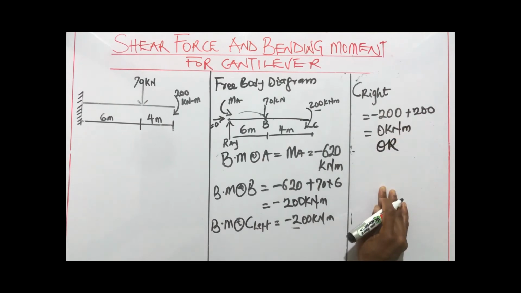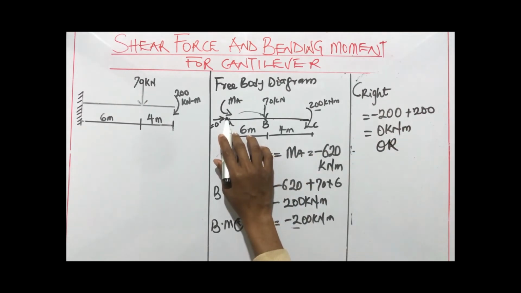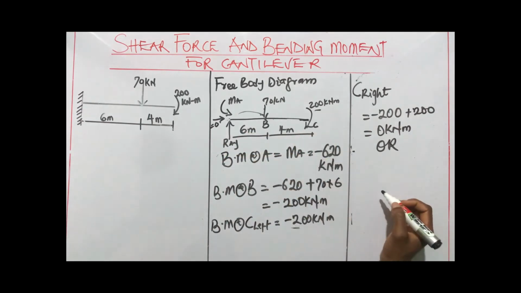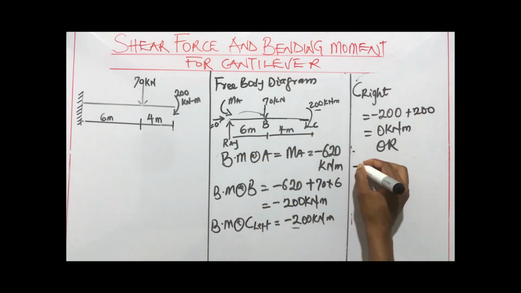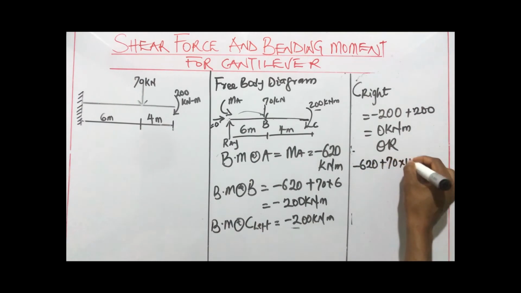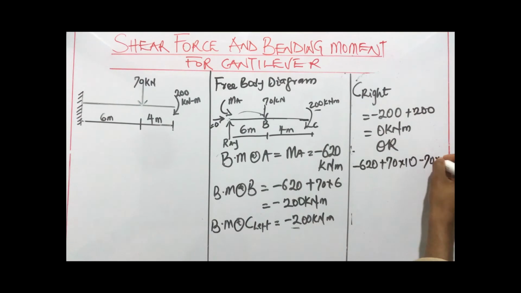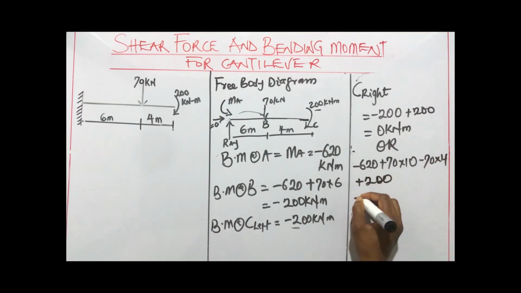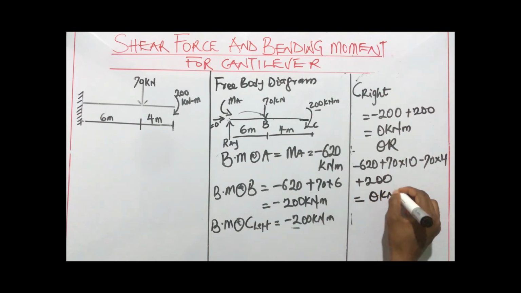But we can also do it the other way, starting from the beginning, from where we start, which is at A. So we could also say minus 620 plus 70 times 10 minus 70 times 4 plus 200. Resolving that, we're still going to have 0 kilonewton meter as the answer. So that's that for shear force and bending moment for a cantilever.